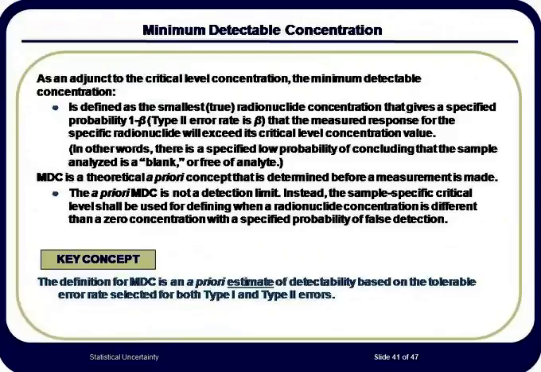MDC calculations are usually a priori, that is, a calculation made before the measurement, and the MDC is based on nominal values for the parameters used for counting the sample. An MDC value is theoretical and not sample-specific. Therefore, the MDC should not be used for the purposes of radionuclide detectability.